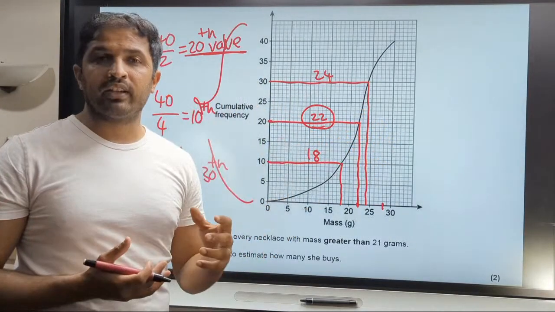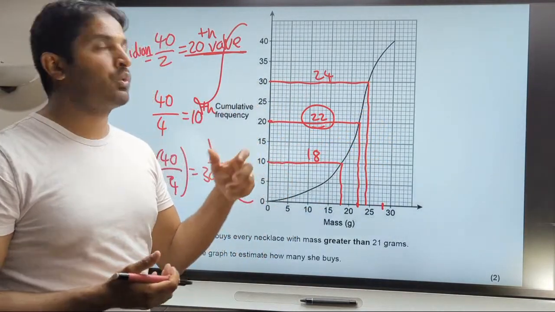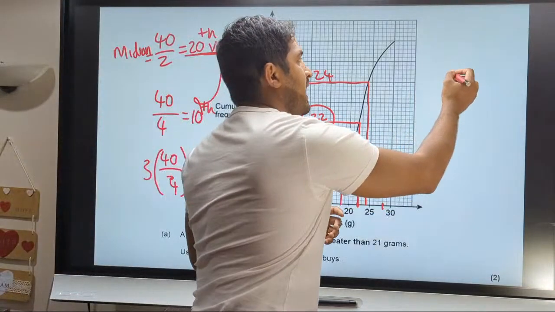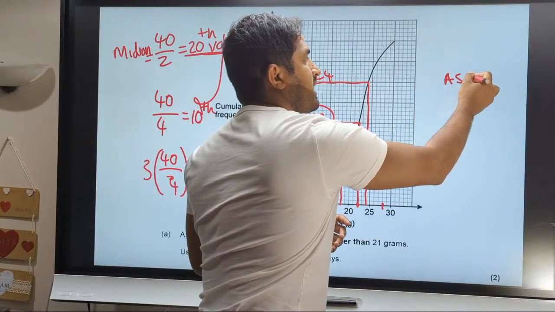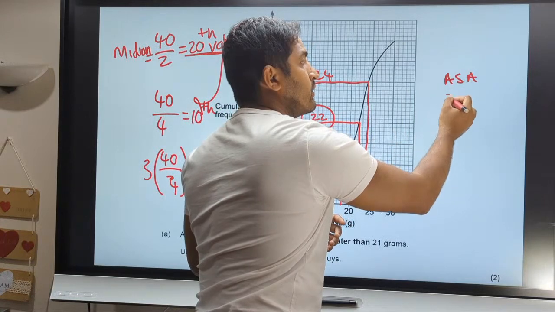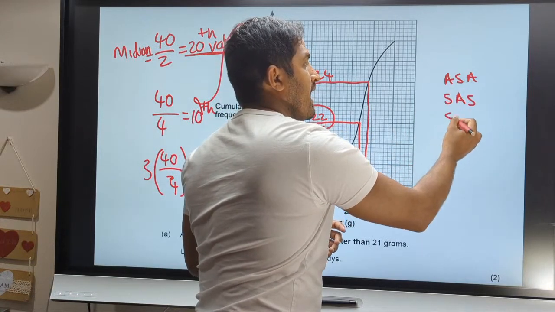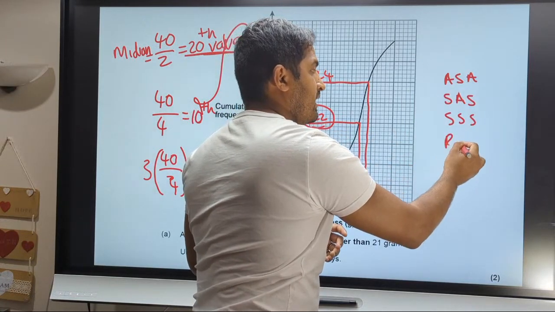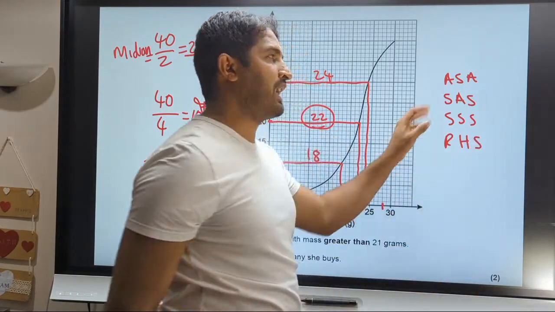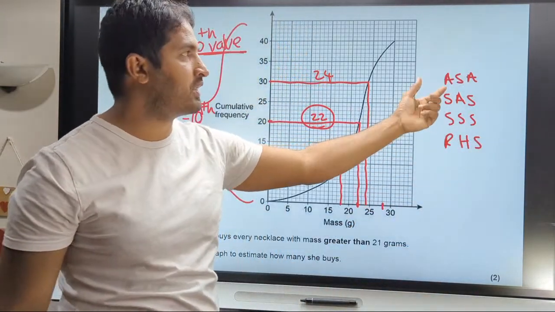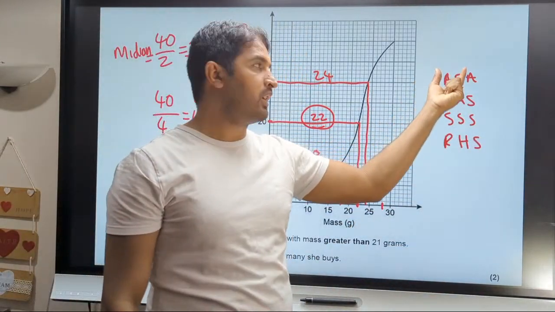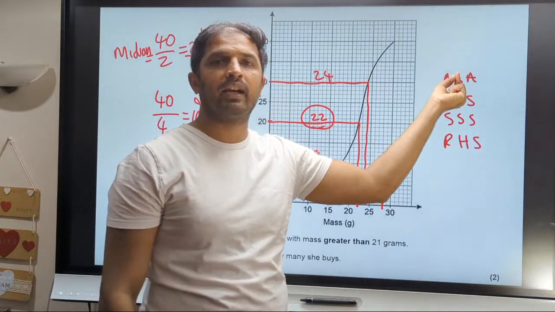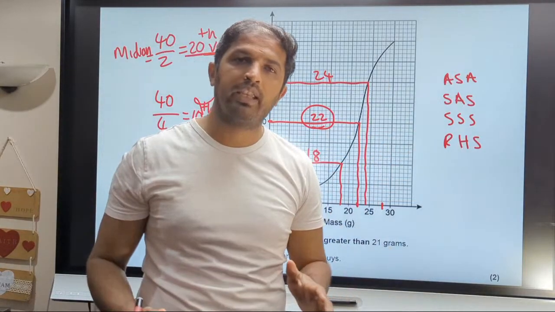When you're comparing triangles, you can always look at the congruency conditions. Angle, side, angle. Then side, angle, side. Side, side, side. And right angle, hypotenuse, and one of the sides. Those are the congruency conditions. As long as you know in a triangle that 2 angles and the sides are exactly the same, you cannot make any other triangle.